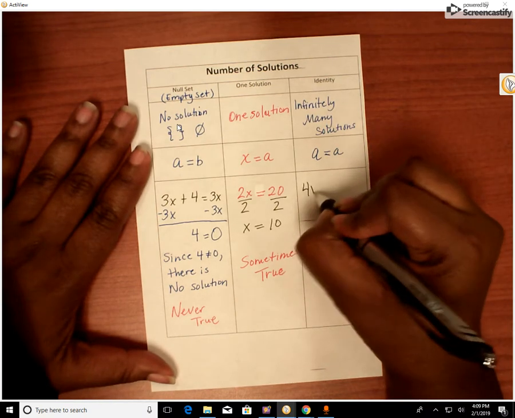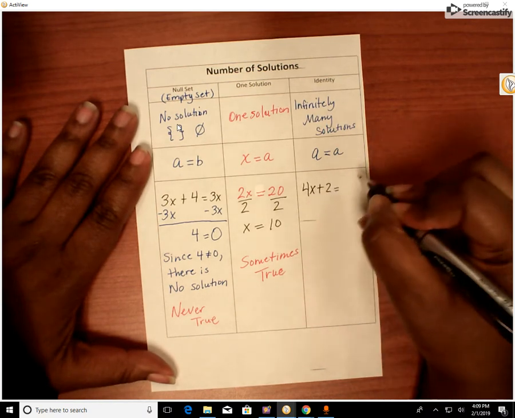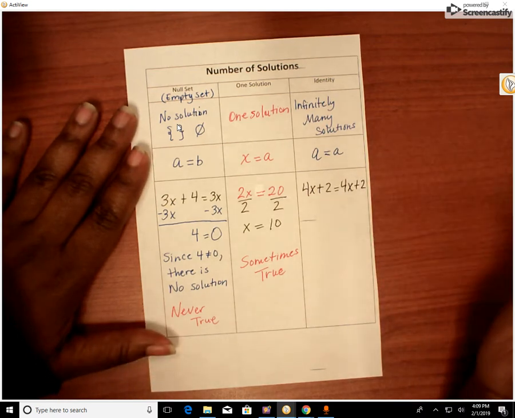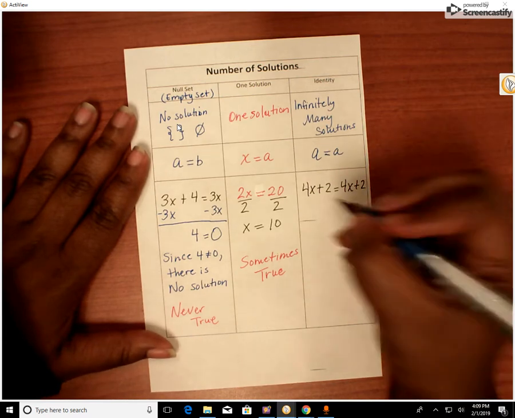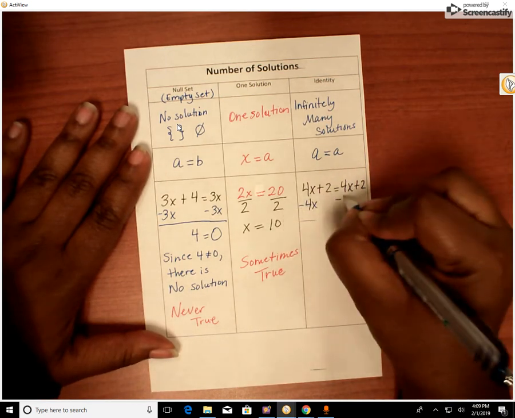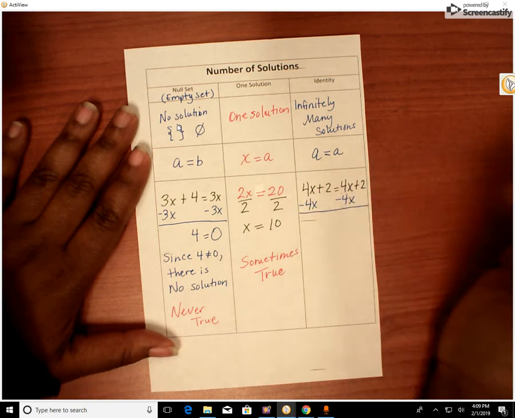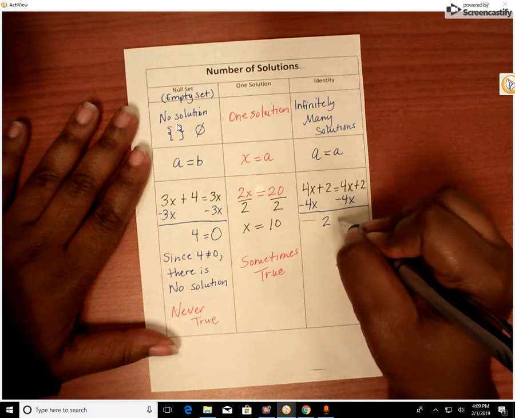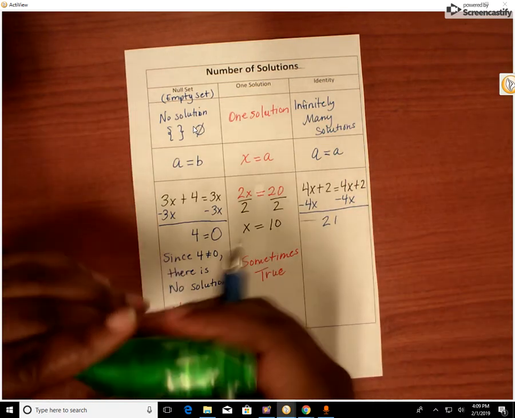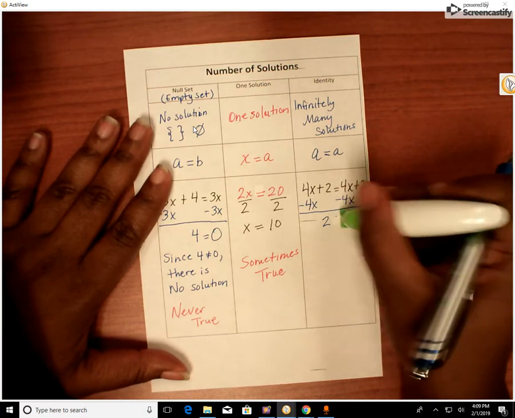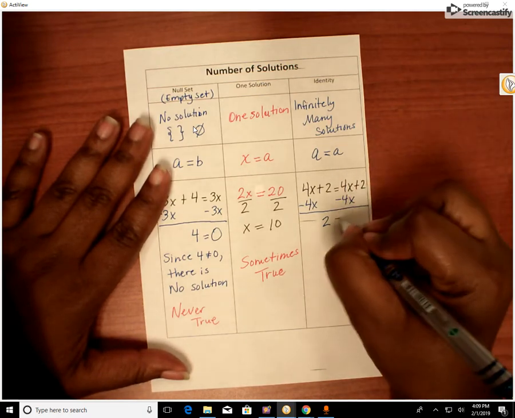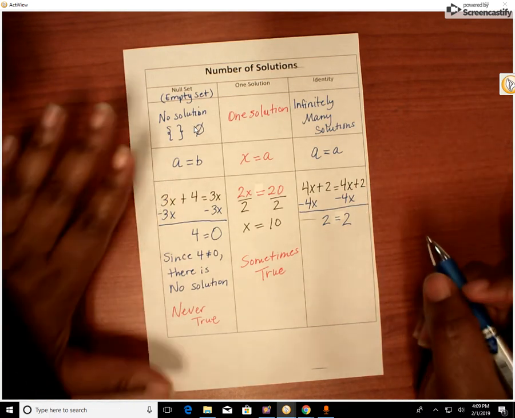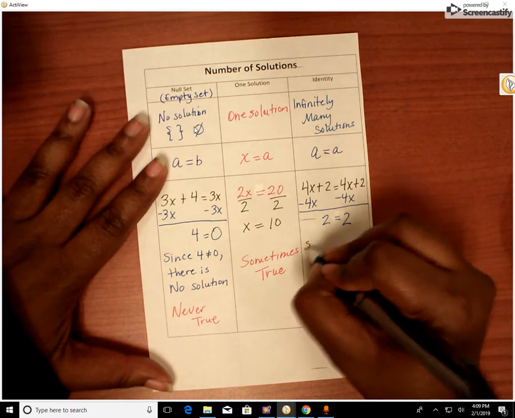So we have 4x plus 2 equals 4x plus 2. Wow, we said these look the same on both sides. They are. So we're going to subtract 4x from both sides. 4x minus 4x is 0, and 0 plus 2 is 2. Here, 4x minus 4x is 0, so that is also equal to 2. 2 is definitely equal to 2.